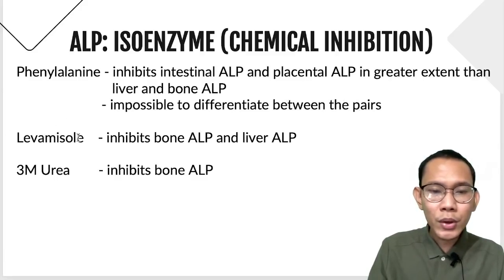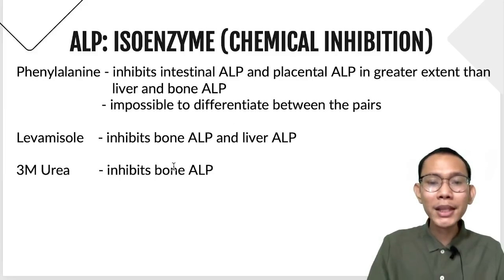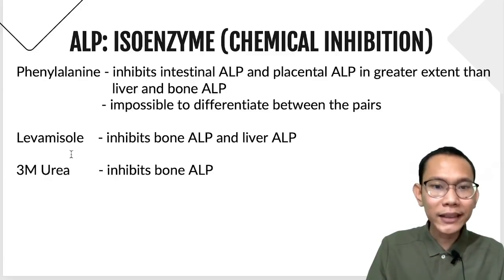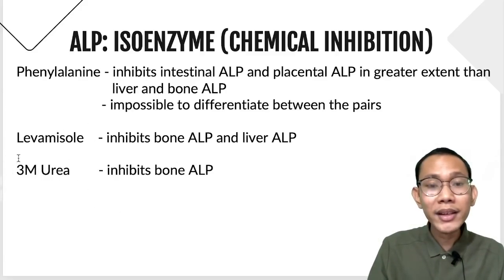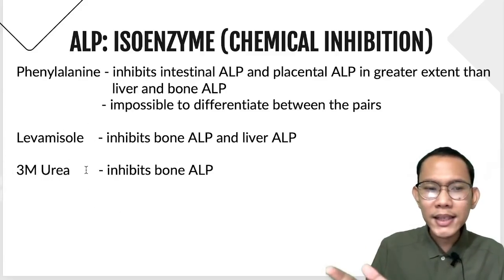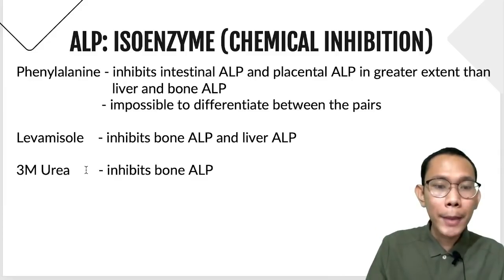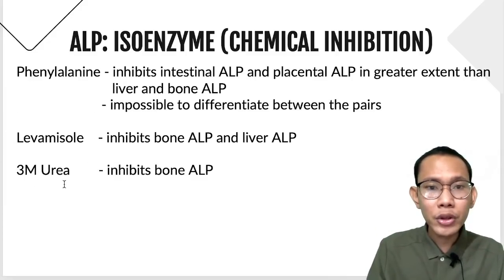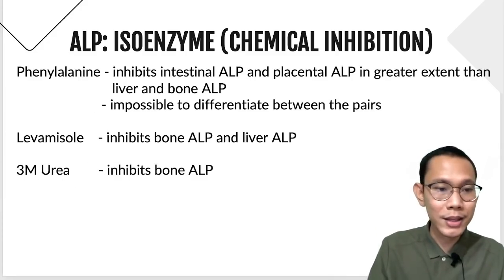Your levamisole, it will inhibit now your bone ALP and your liver ALP. Your 3-methylurea, it will inhibit your bone ALP. Matatagpuan ito sa ating Henry's na books. Majority sa aking discussion nasa Bishop lamang, pero there are still some of the informations that I want you to read sa ating Henry's.